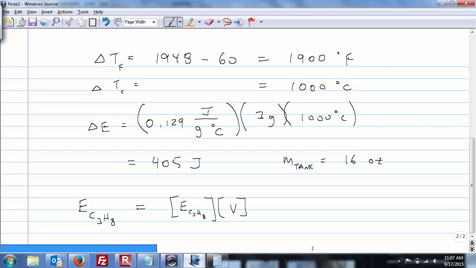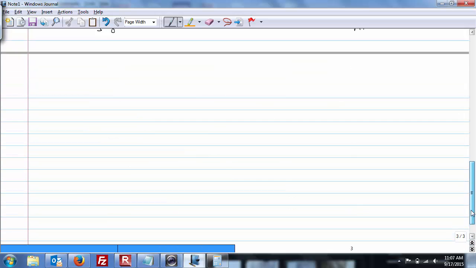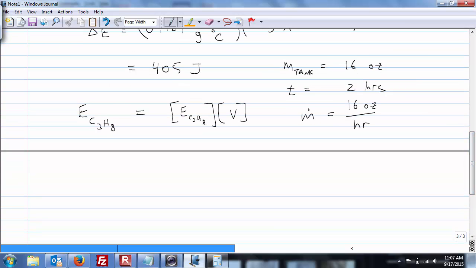And we could do the experiment, just run the dang thing, but for the sake of argument, let's just say you can leave the thing running for 2 hours. Seem reasonable? Camp stove, 2 hours? Okay, so time equals 2 hours. So the mass flow rate, and we'll get to the volume here in a little bit, equals 16 ounces per hour. Now let's convert that to grams per second.